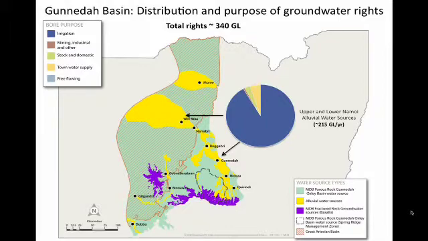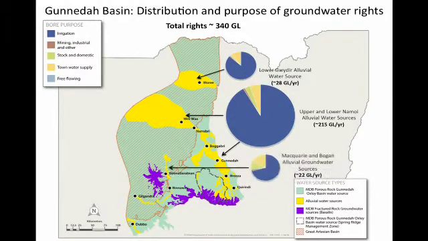Irrigation is the dominant purpose, with over 80% of the water used for irrigation. The colour scheme in the pie charts represents the purpose for which rights are used. Navy blue represents irrigation, green is stock and domestic, orange is town water supply, and brown represents industrial and mining uses. This next chart is the Lower Gunnedah alluvial groundwater source, which has a smaller volume of approximately 28 gigalitres, but similar irrigation dominance to the Namoi.